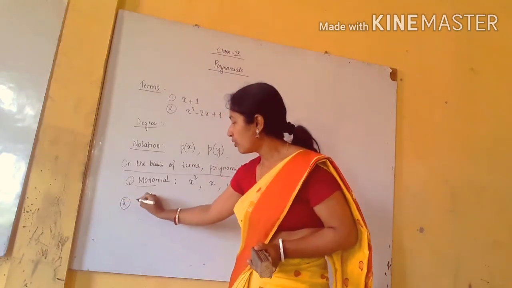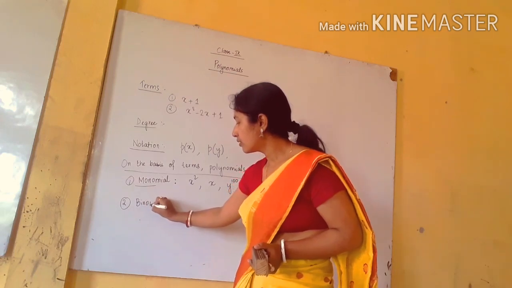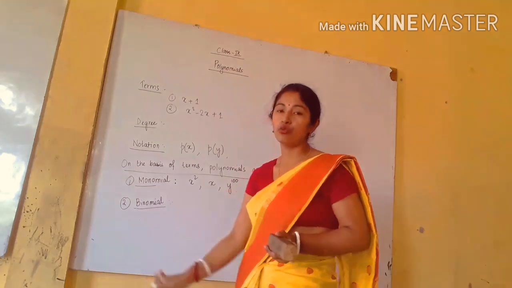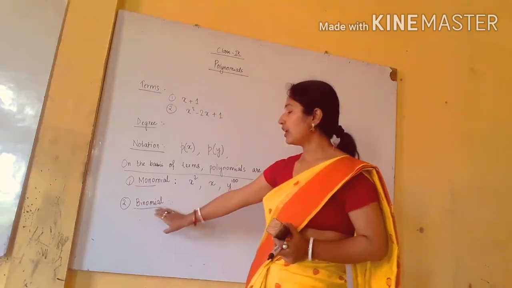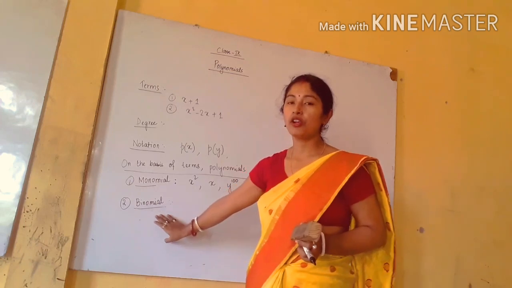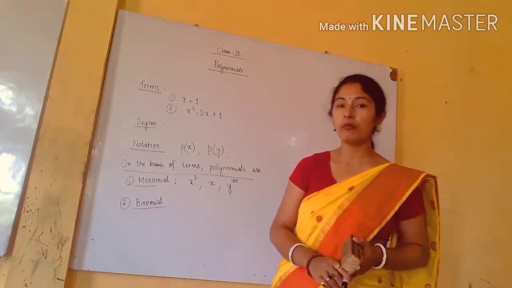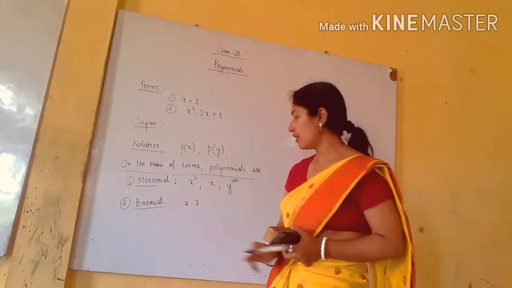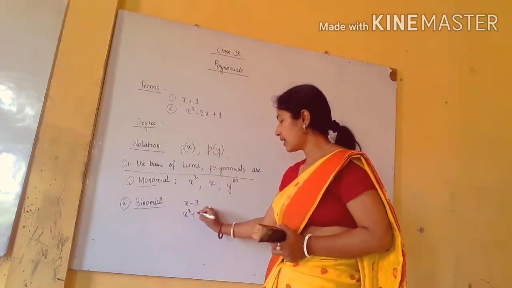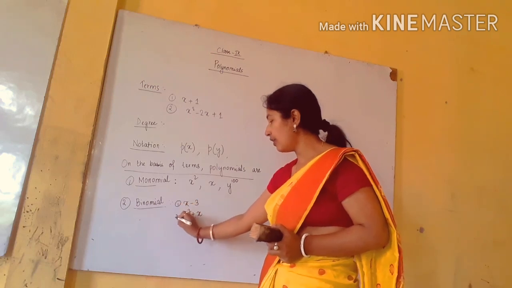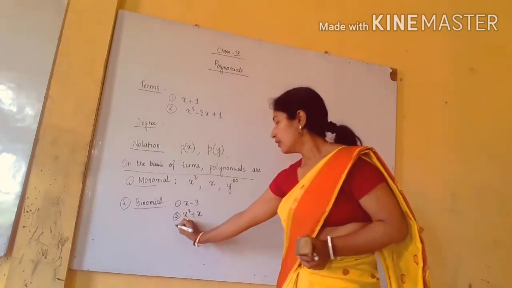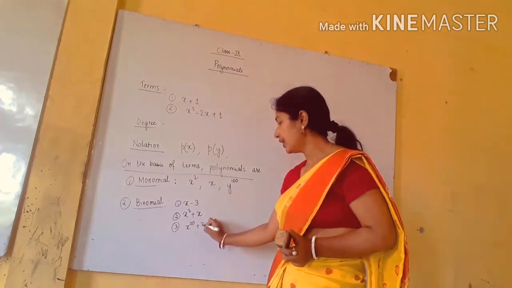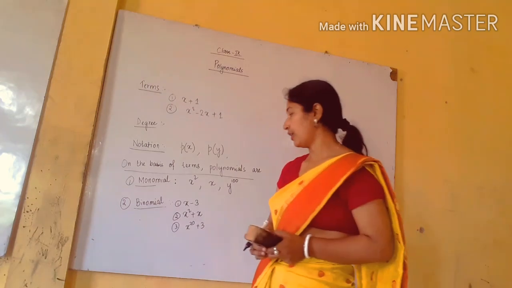Number 2, binomial. Bi means 2. That means the polynomial having only 2 terms. The polynomial having only 2 terms is called binomial. For example, x minus 3, this is a binomial. x square plus x, this is also a binomial. x to the power 20 plus 3, this is also a binomial.